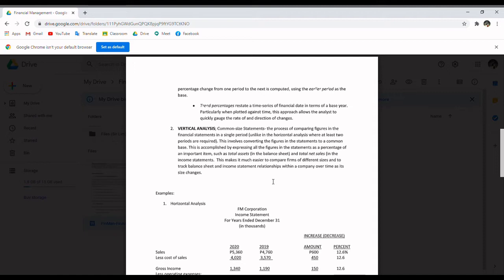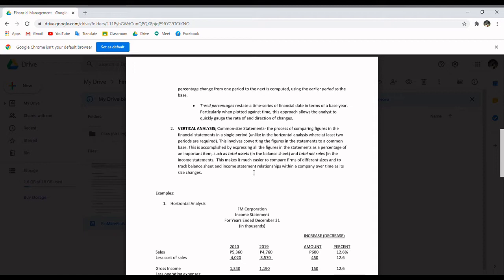So, vertical analysis is useful when comparing different companies of different sizes, because in vertical analysis we express the figures as a percentage of a base. This base is the total assets when we're using the balance sheet, and the total net sales when we're using the income statement. So using vertical analysis is quite simple.